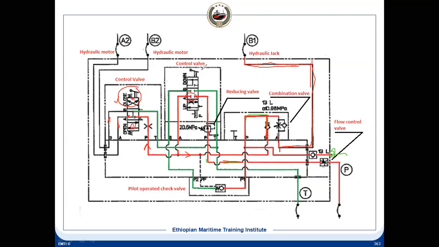After that, you will be dropping the hatch cover, and the hydraulic jack will move in the downward direction. At that time, what will happen? This will become the return line. If you see this, this position will change, and once this position is changed for the down, what is happening here?